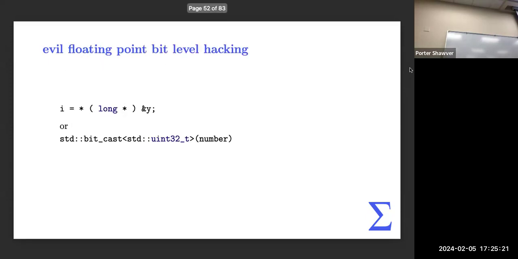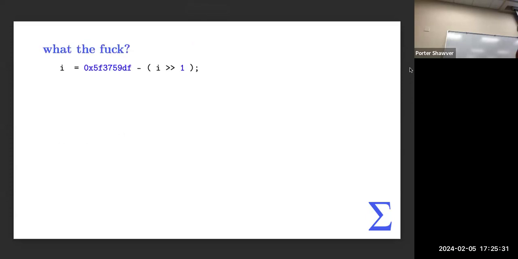So that's what that line is doing. It's pretty straightforward, but it's one of the more cursed parts of the code, because you're never going to see that in real code ever. Then the real crux of what's going on is this magic constant. We have no idea where that came from, and subtracting, like, I shifted by one.